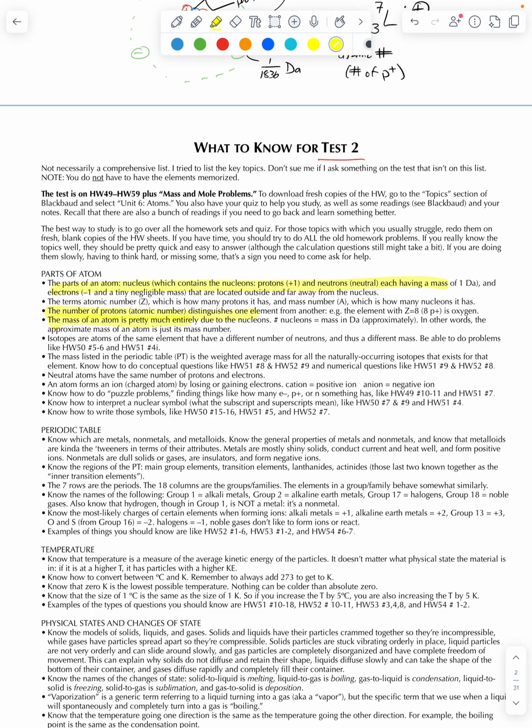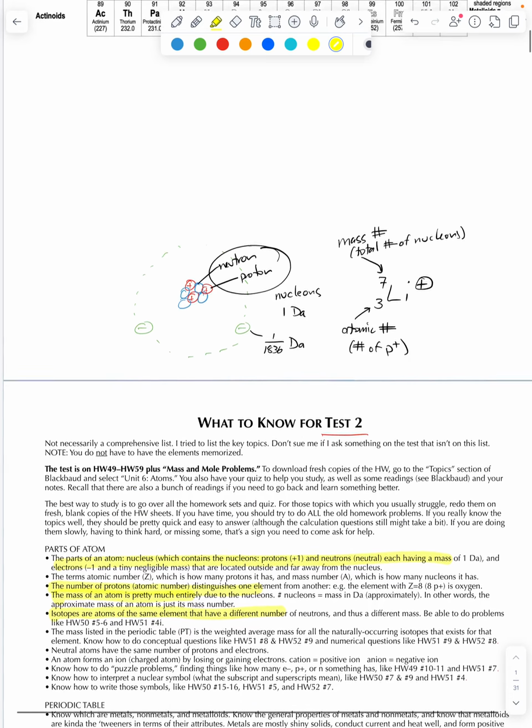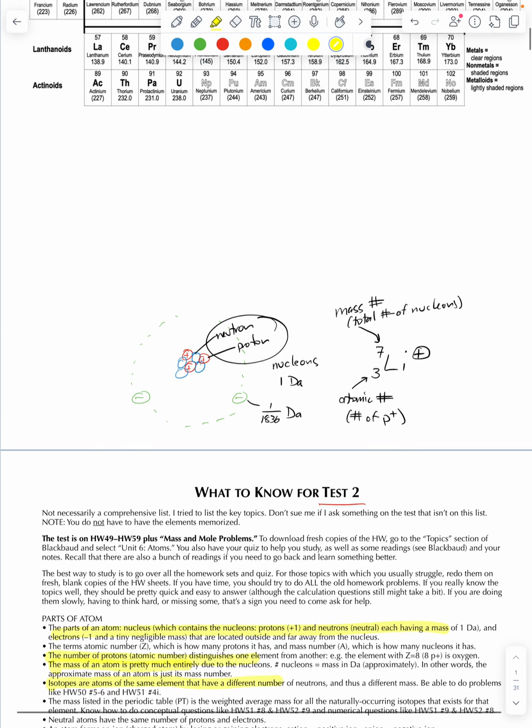Then we'll cover isotopes. So the idea, when I do some problems there, isotopes of each other have to be the same element. You can't have lithium and beryllium be isotopes. Those are 2 different elements. So isotopes are 2 versions of an element, therefore having the same number of protons, that just have a different number of neutrons, and therefore they'd have a different mass number, and therefore a different mass.